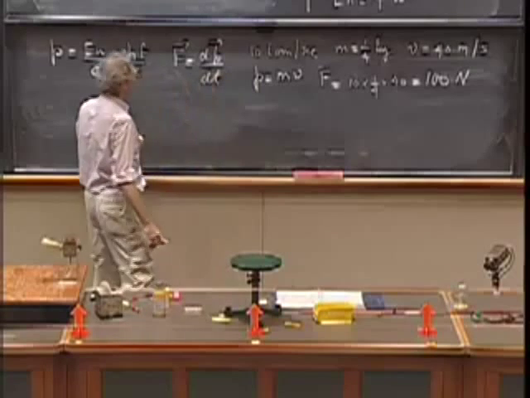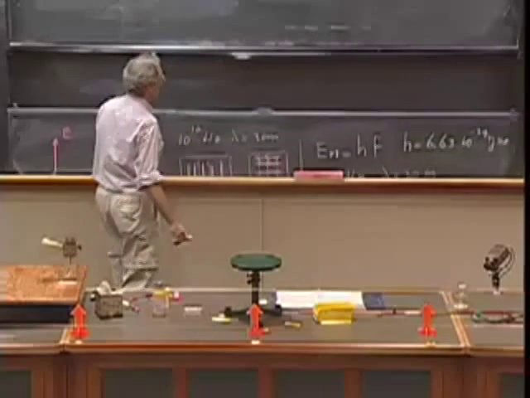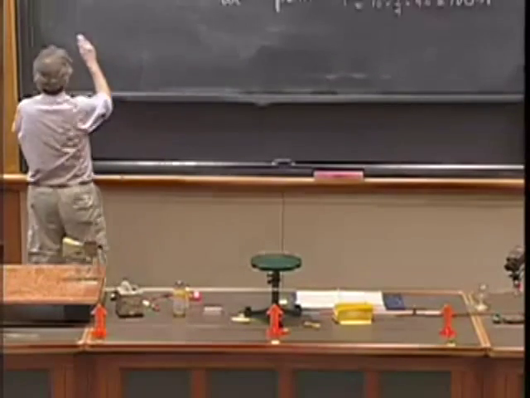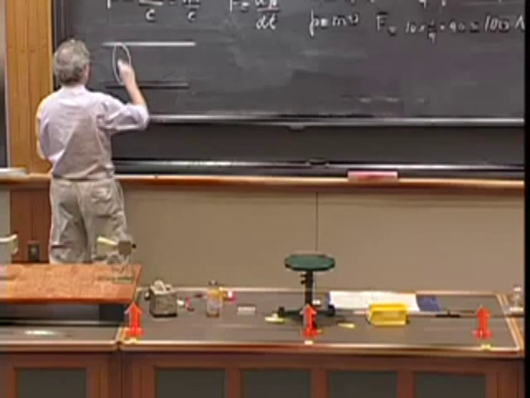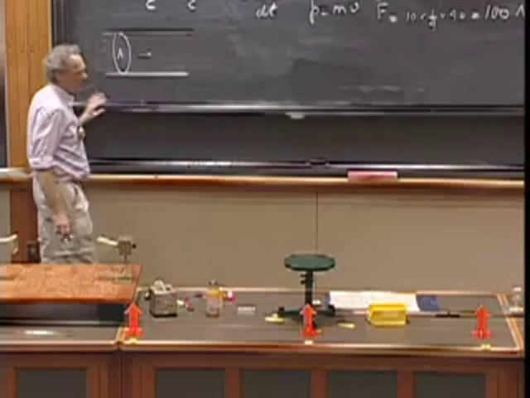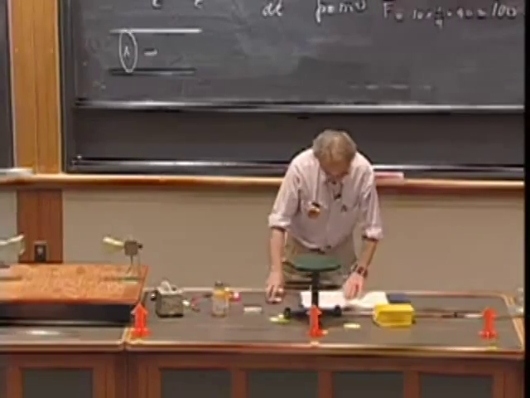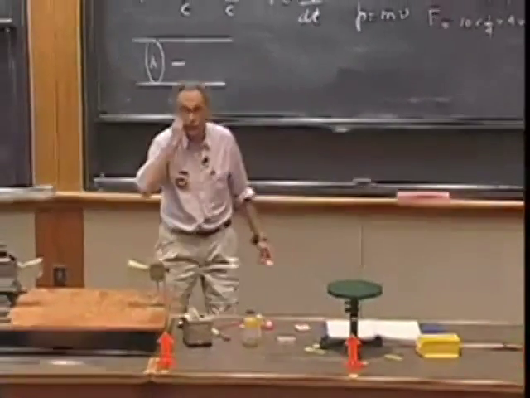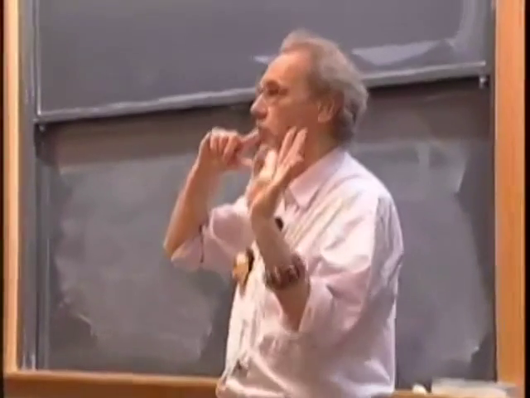So let's now turn to photons. We have a beam of light that comes in, and let's give the beam of light a cross-sectional area A. So the light comes in this direction. And this light strikes you, and you absorb it. It hits your face, and it's absorbed. So the momentum in this direction is destroyed. Momentum is conserved, so you must have a momentum in this direction. You must feel a force.